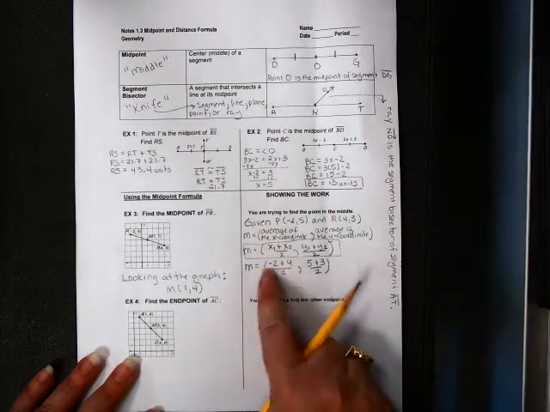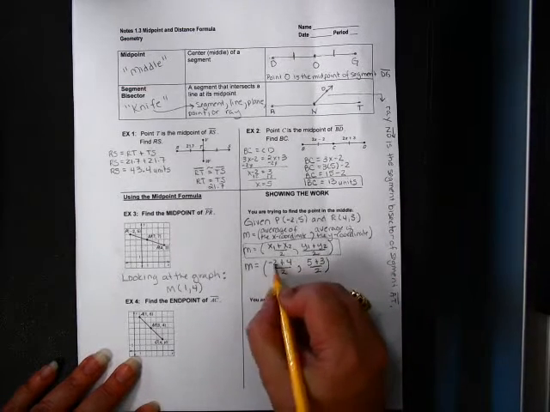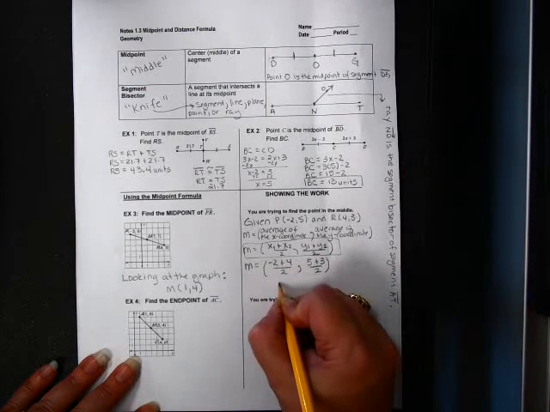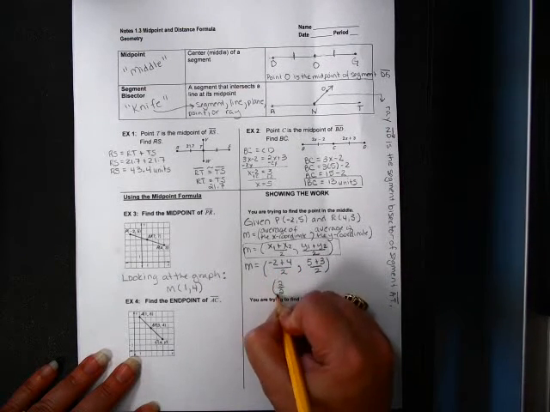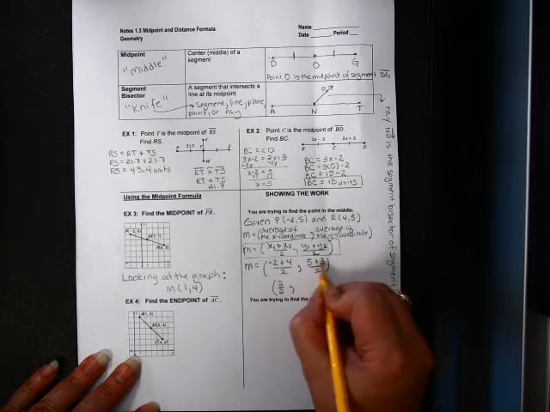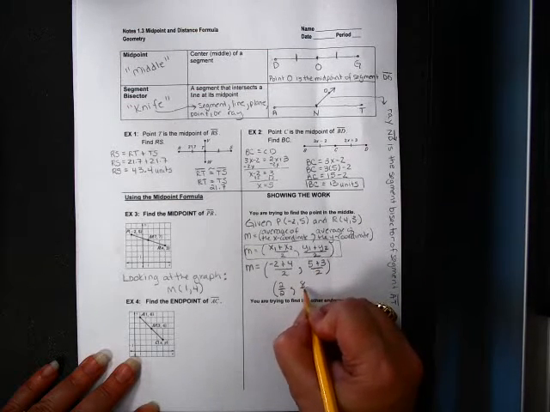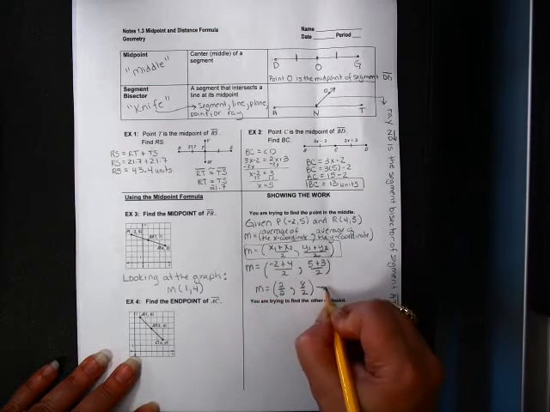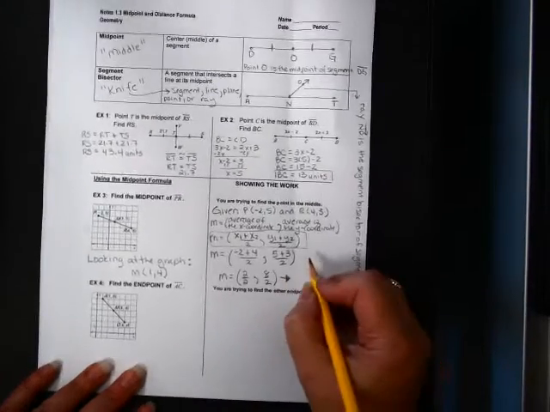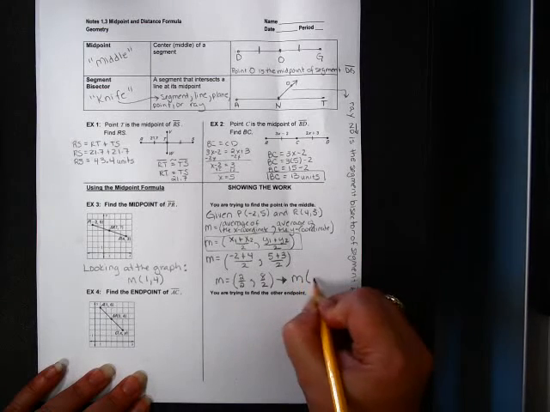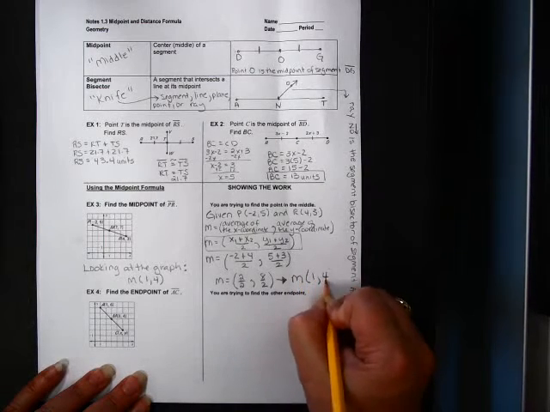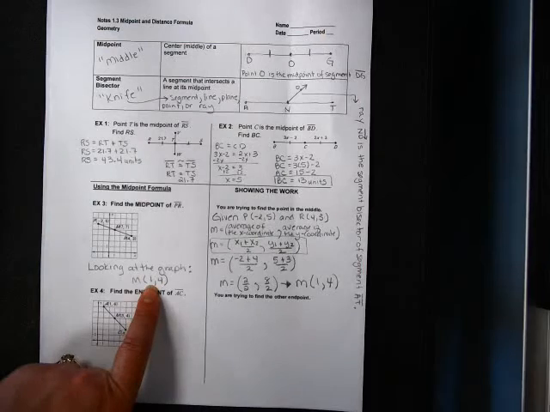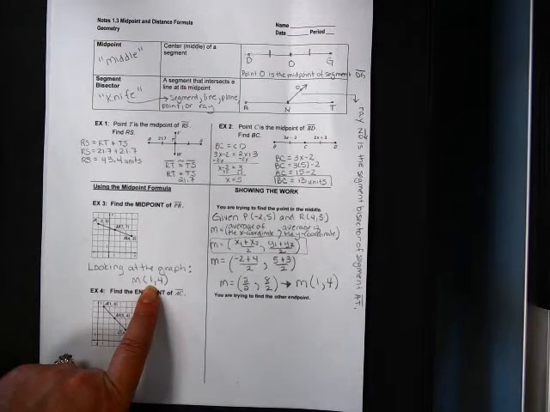All right, add them together. I get -2 plus 4 is 2, so that's going to be 2 over 2. And this one's going to be 8 over 2. And when you reduce this, you end up with the midpoint being at 1, 4. And if you look, that's where it was when we looked at the graph. So we know we did it right.